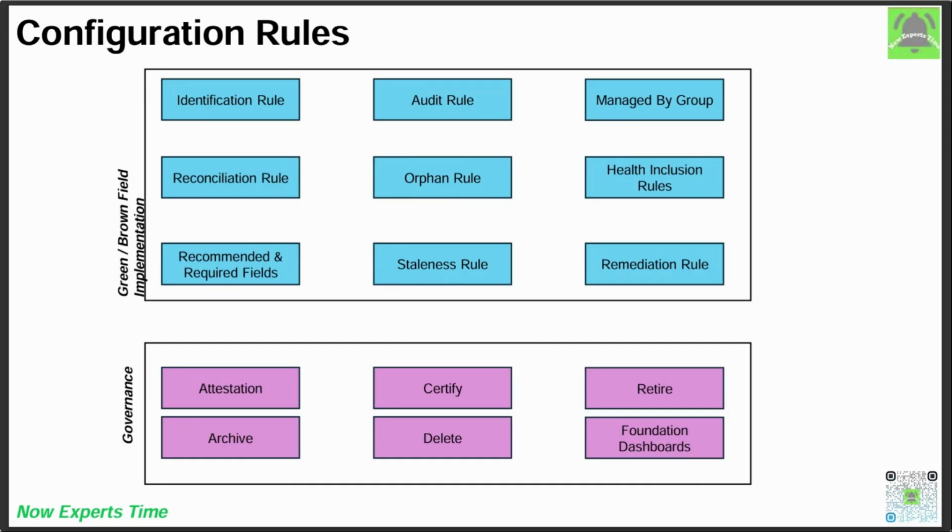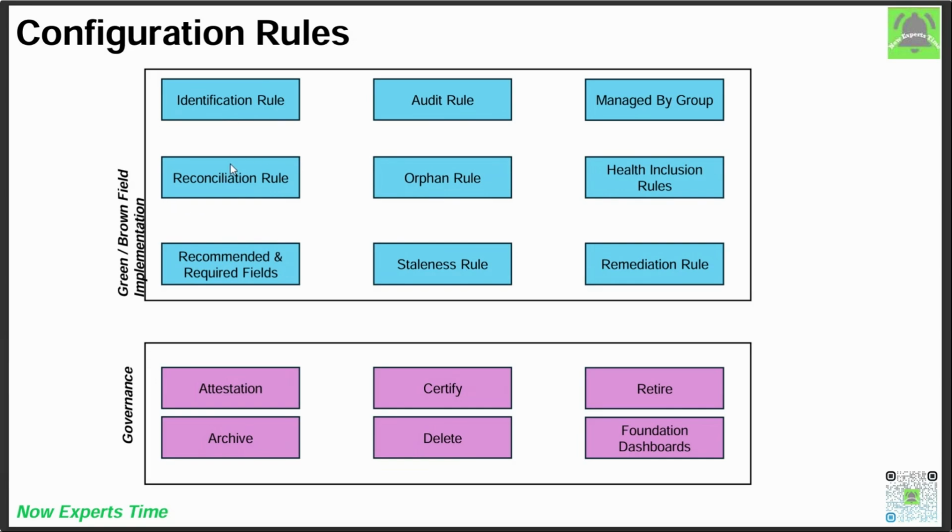If it is not present, it will create the CI. That type of mechanism is already available in the identification rule. There are some out-of-box identification rules, and mostly they are sufficient for you. If for some reason they are not sufficient, you can add additional configuration.